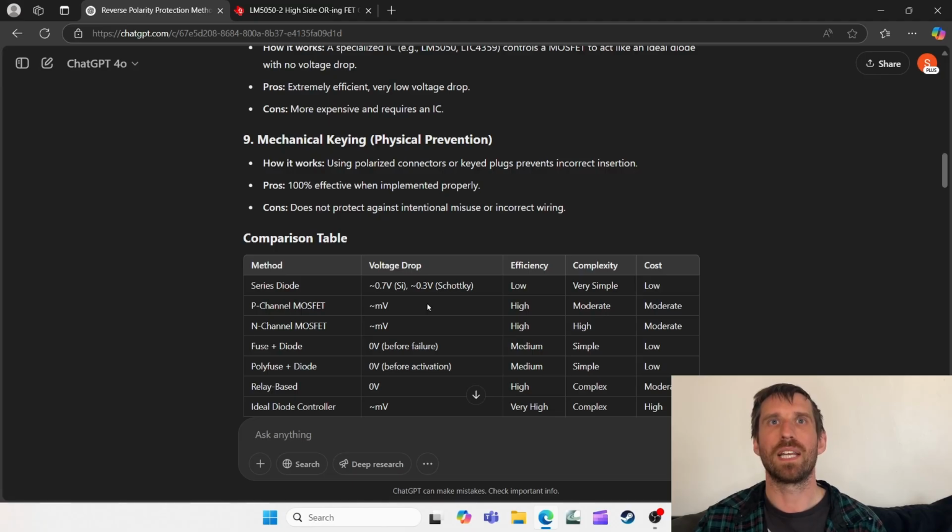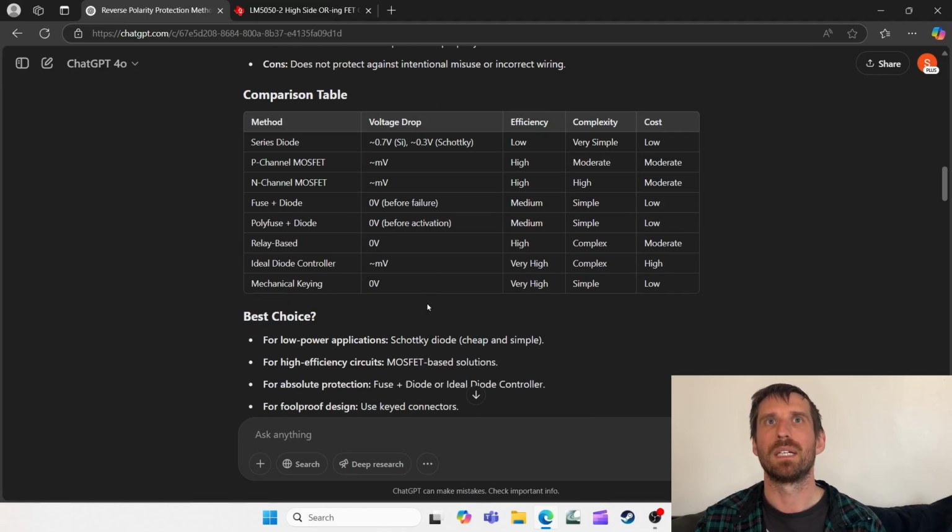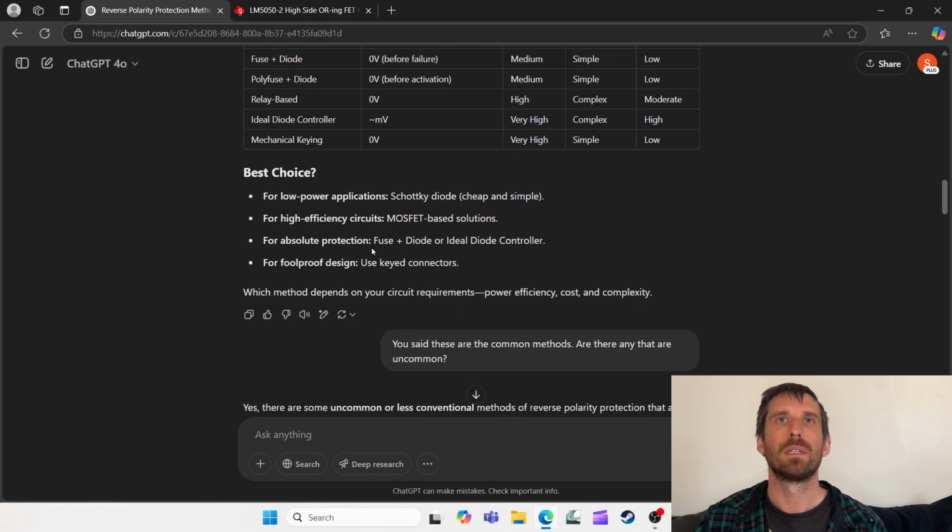So, comparison table right here. We kind of talk about these in detail. Best choice, absolute protection, fuse plus diode. I guess a fuse, but nah, I like these diodes and MOSFETs. Keyed connectors, yes.